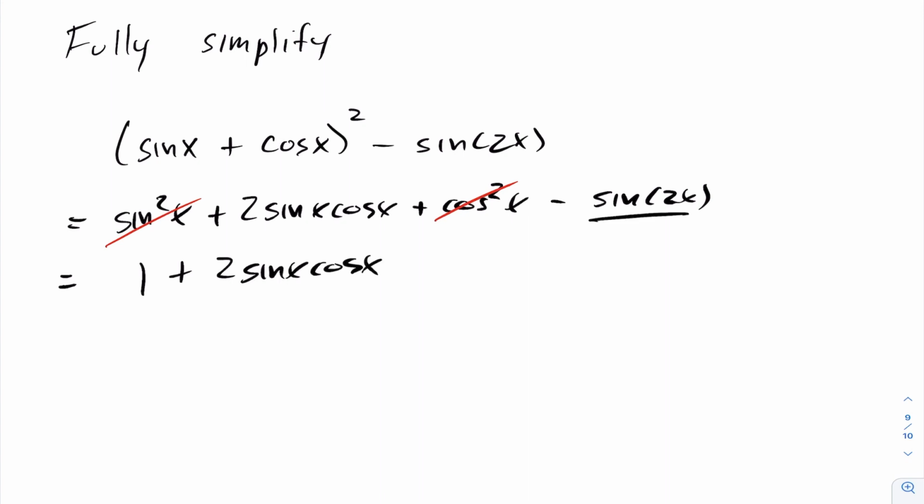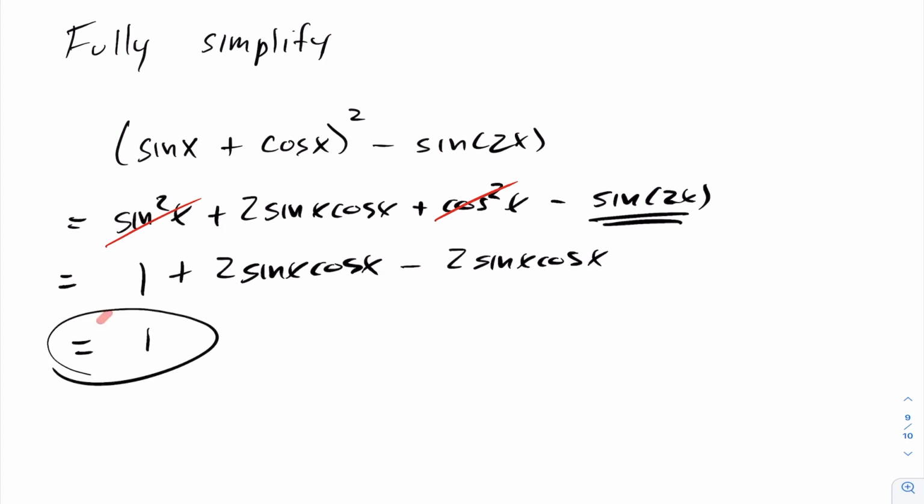But again, we know our double angle formula here tells us the sine of 2x is going to equal 2 sine x cos x. And again, that negative sign came from the original question here. And you can see here we get cancellation on 2 sine x cos x, leaving us with a simplified value of 1. So sine x plus cos x, quantity squared, minus sine 2x, simplifies to become 1.